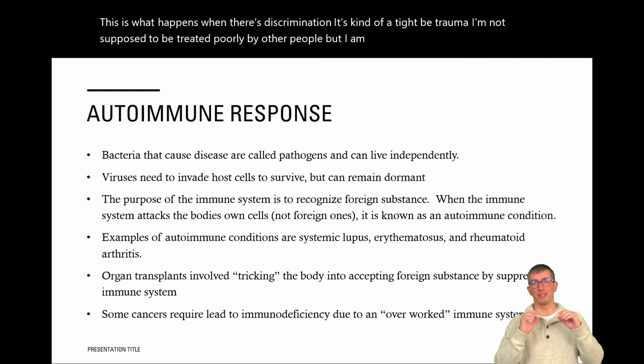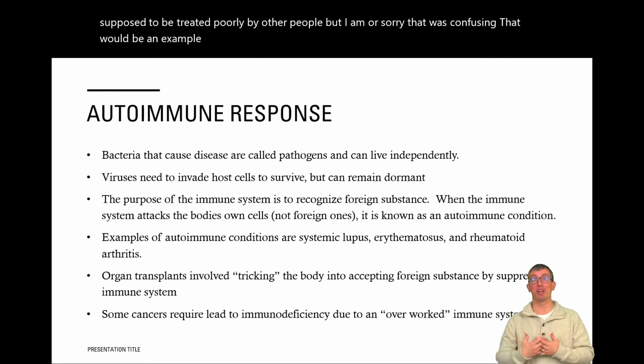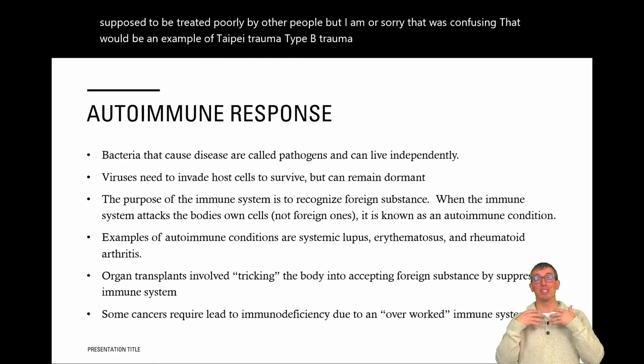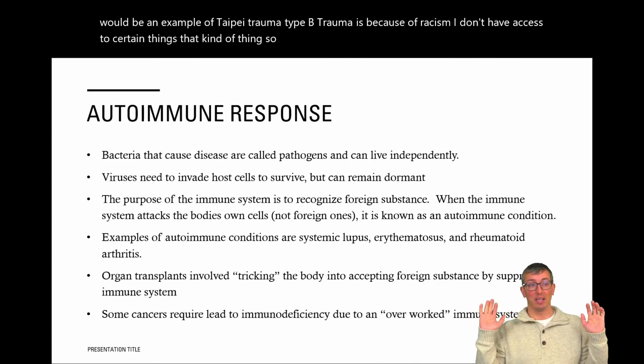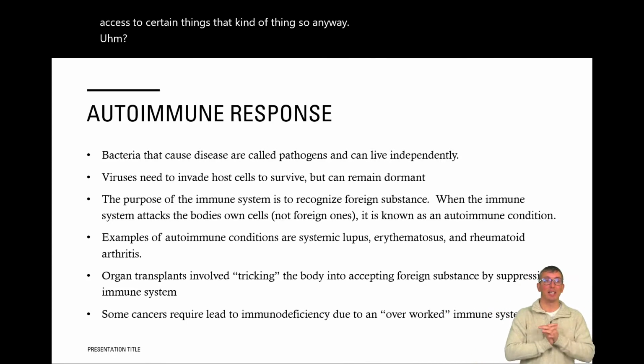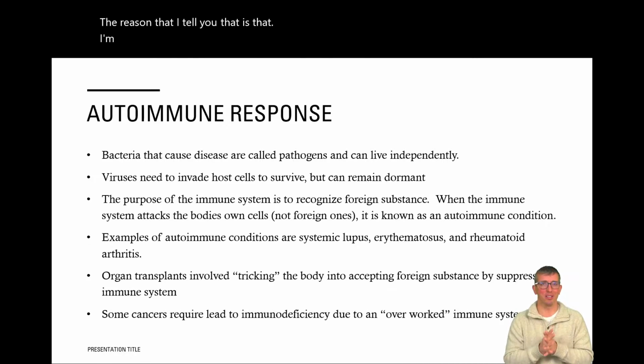Sorry, that was confusing. That would be an example of type A trauma. Type B trauma is because of racism, I don't have access to certain things, that kind of thing. So anyway, the reason that I tell you that is that I'm blanking on the reason I'm telling you that.